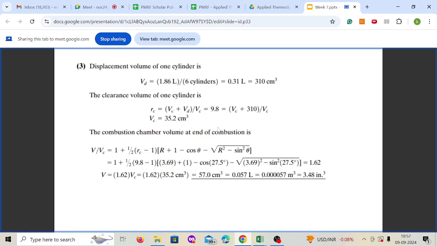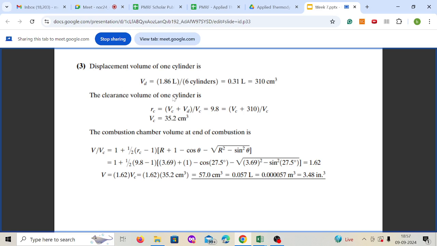Next is to find out the combustion chamber volume at the end of combustion. So for this we will find out the displacement volume first. The displacement volume for one cylinder is 1.86 divided by 6, which is 0.31 liters or 310 cm³.